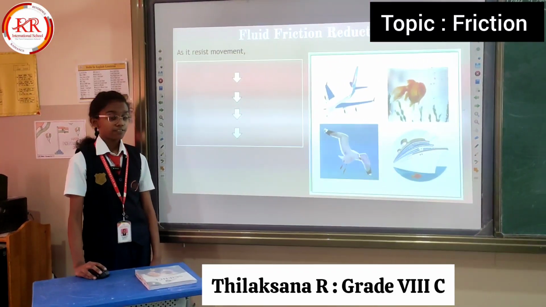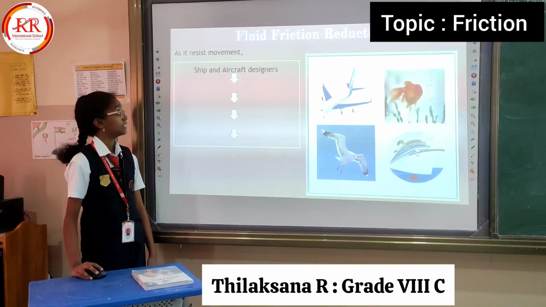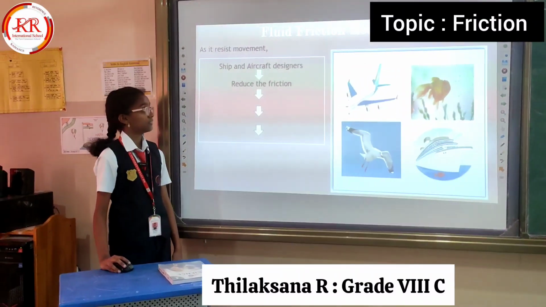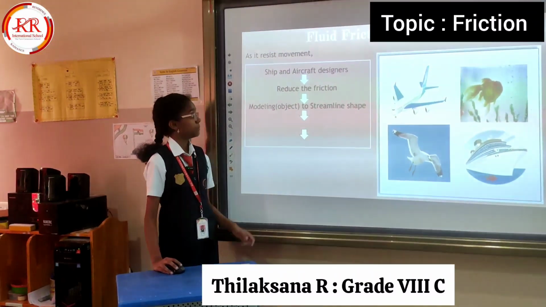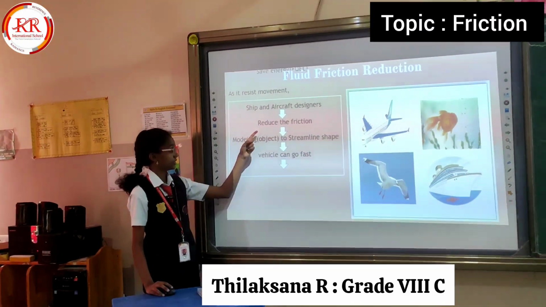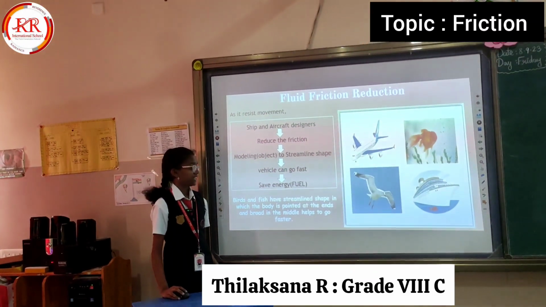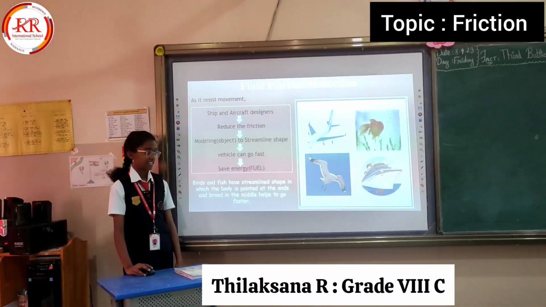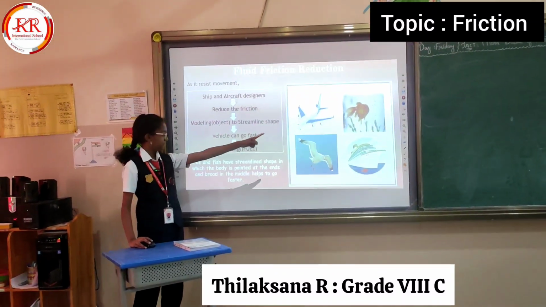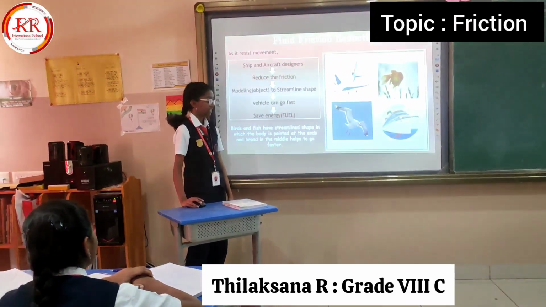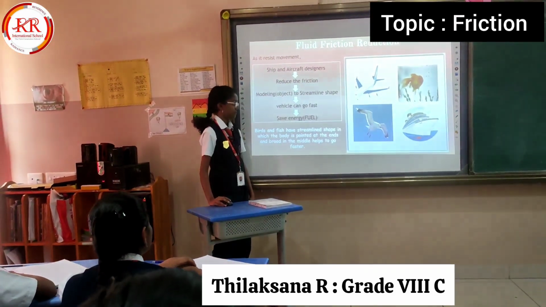Let's see about fluid friction reduction and why we have to do this. As fluid friction resists the movement, ship and aircraft designers want to reduce the friction by modeling the object into a streamlined shape, so vehicles can go fast and save energy. Birds and fish have a streamlined shape in which the ends are pointed and the middles are broad.